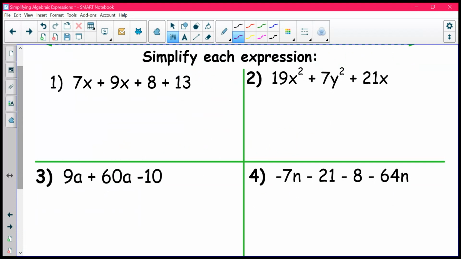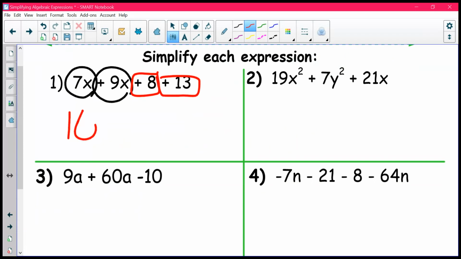For number 1, we have our x terms and we have our constants. 7x plus 9x is 16x. And then 8 and 13 are both positive. Let's add them together and you get 21.